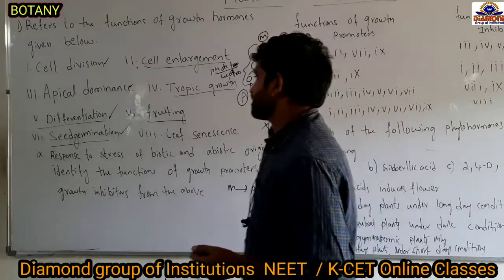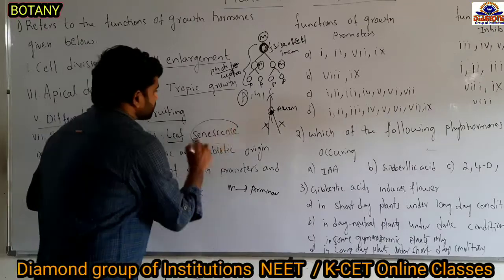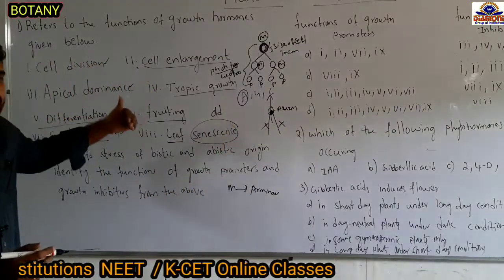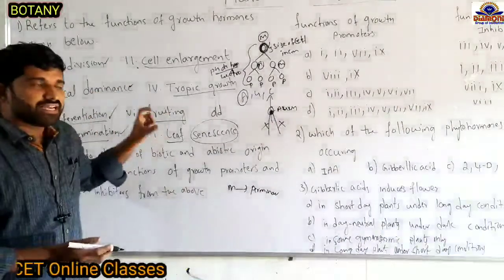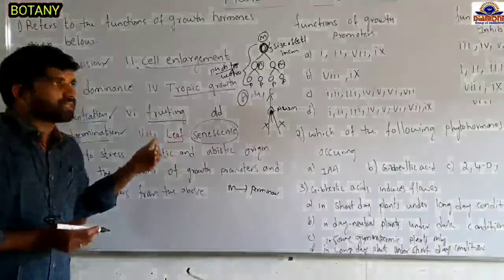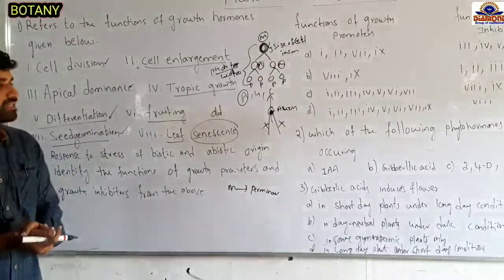And leaf senescence. Senescence means old age. Before the leaf reaches maturity, young leaves become old. They stop the activity of leaf function. That is called senescence.